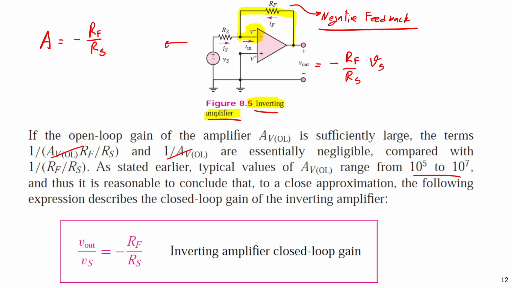Any question? Okay. Not so difficult, right? Just keep in your mind: I in is 0 when calculating an op amp, and the open loop gain A is very large. Then we can analyze the op amp circuit.